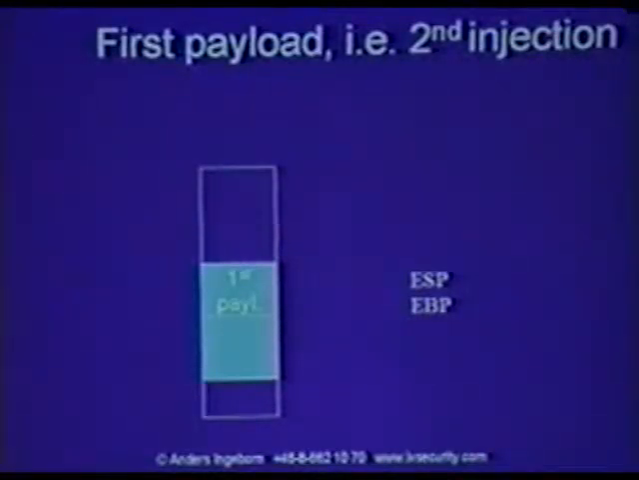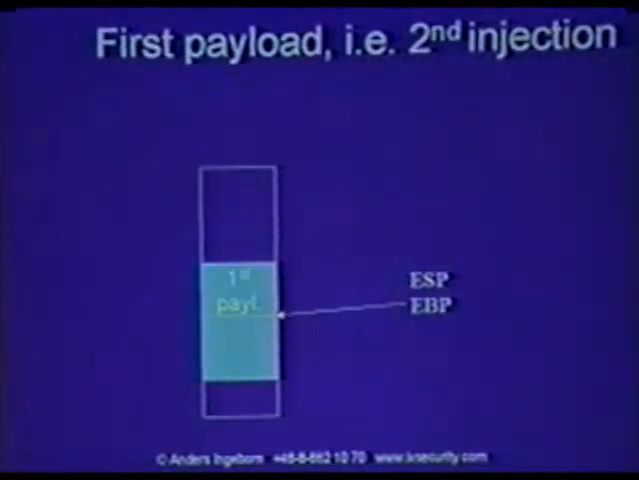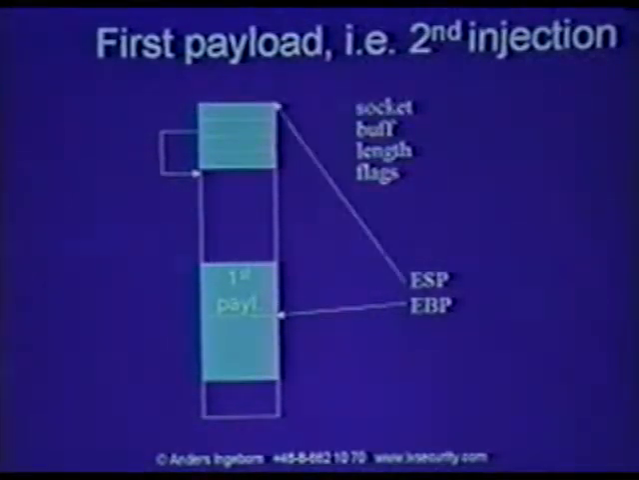So this is the second animation. And it shows what the first payload is basically doing. When the first payload starts, the base pointer has been overwritten and the stack pointer points towards the end of the first payload. First I change the base pointer and move the stack pointer upwards again to free memory. Then I add some arguments for the receive function. I set a pointer to the buffer where we want to store the second payload in free memory, and then the socket.